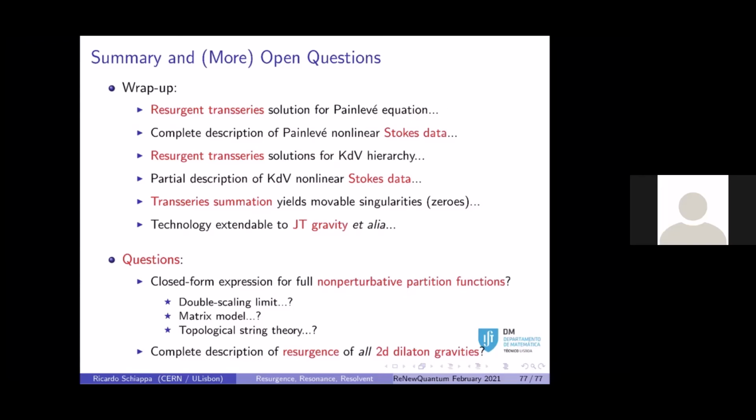May I ask a question? Sure. Your index k of the minimal strings, you take it to be an integer. Can it be continued to non-integer?